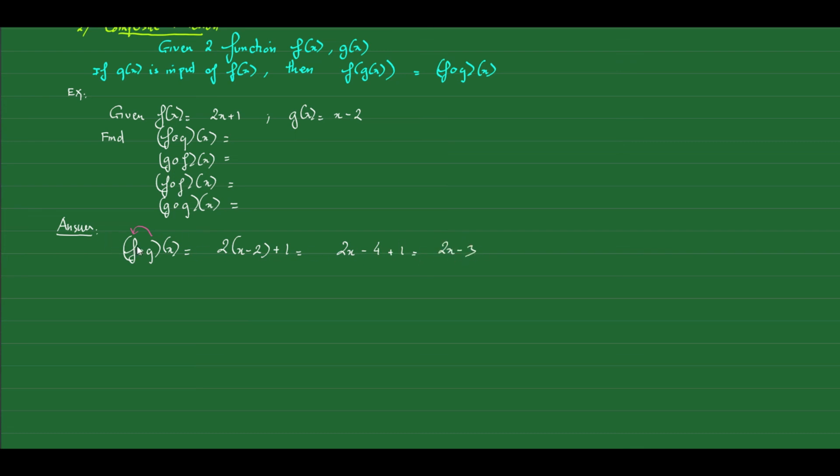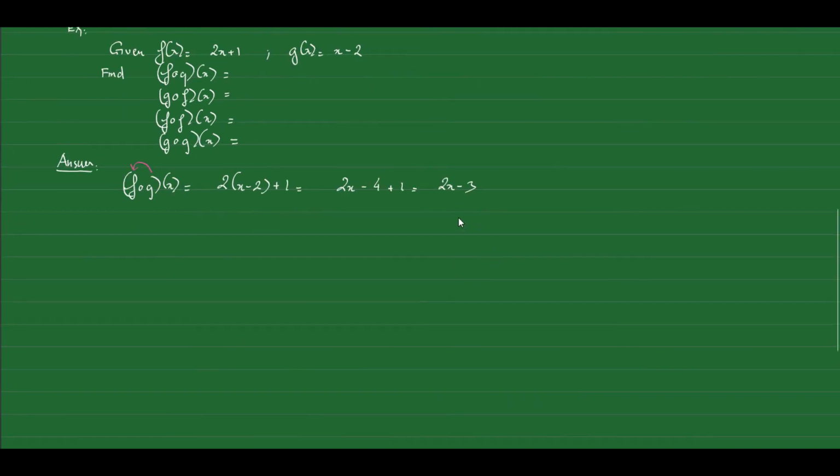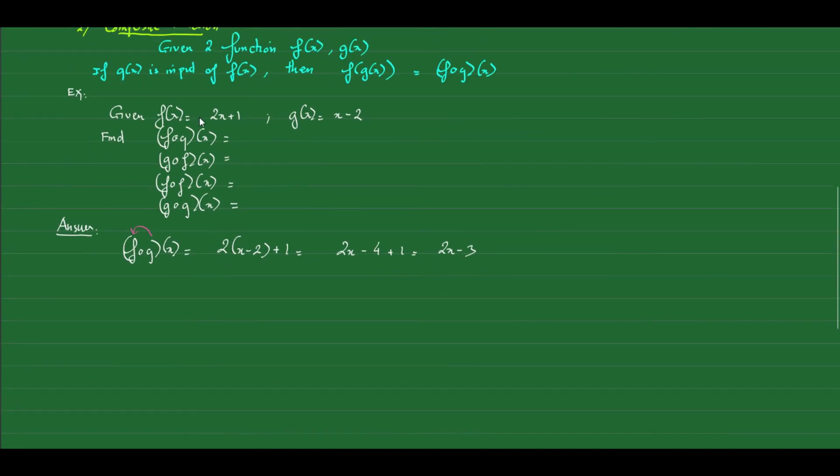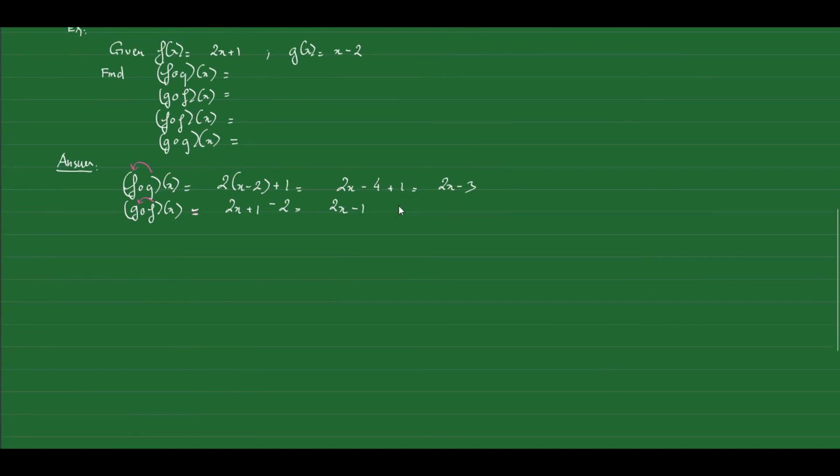Now what do you have? After you compose f with g, you see the function is still linear, but it's not always like that. It depends on what functions you have. And if you do g composed with f, it means f you're going to plug into g. You always go backward. F into g, so you have 2x plus 1 minus 2. So you have 2x minus 1. And you can also compose f to f.